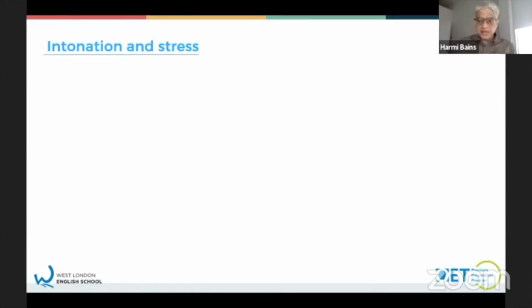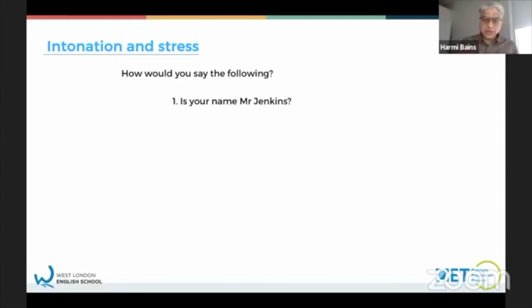Let's have a quick look at an example here. How would you say the following? Just got a question here. Is your name Mr. Jenkins? You could say it in a few different ways, in fact. But you could actually use your intonation. For example, you don't even need to ask the question. You could actually just use the tone of your voice. So for example, you might just say, Mr. Jenkins. It's quite interesting. Let's just have a listen.